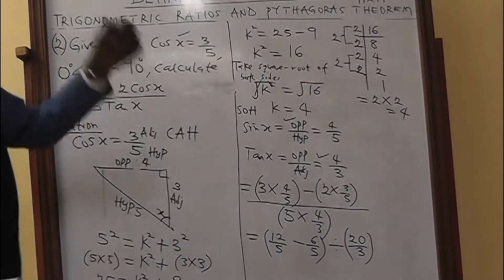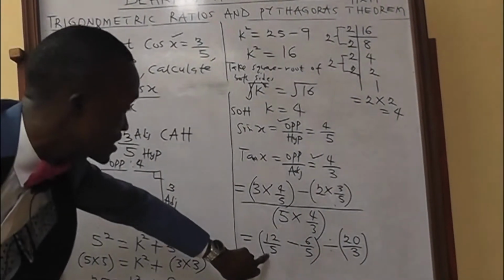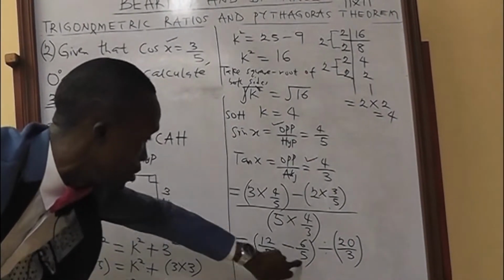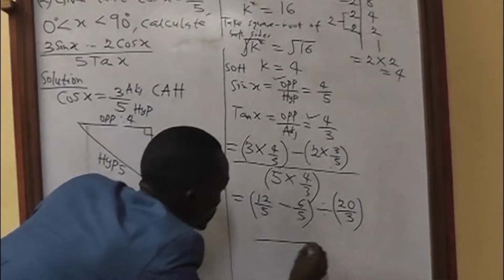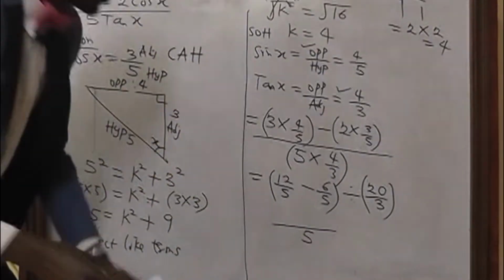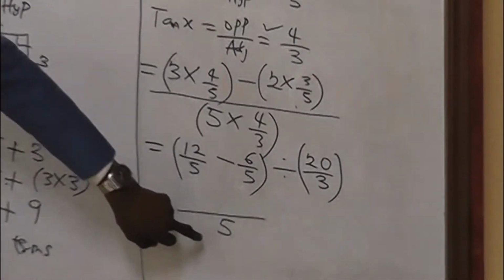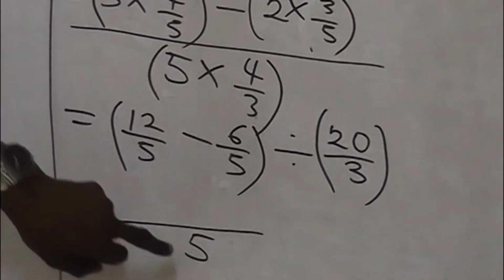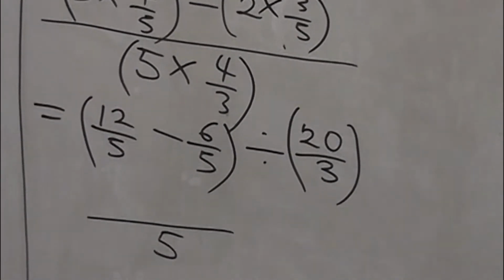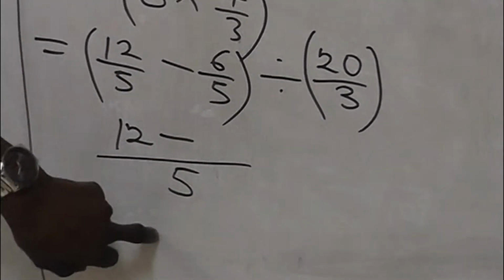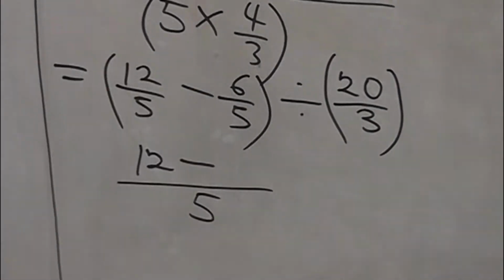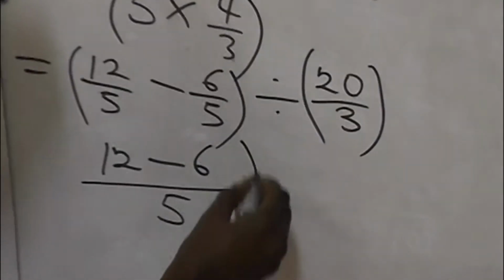Now from there, the next thing we do is to find the LCM of these two. This is 5 and this is 5, and the LCM from there will give us 5. 5 and 5 will give us 1, and if we multiply that one with this numerator, we have 12 minus 5 and 5 will still give us 1, multiplied by this numerator we still have 6.